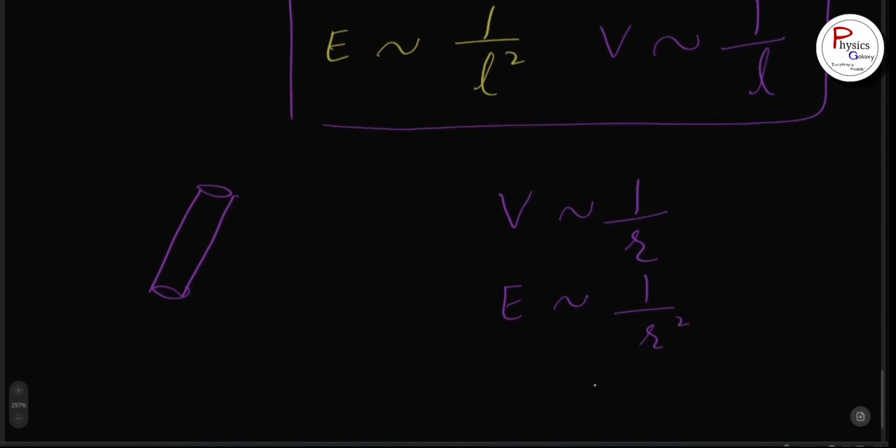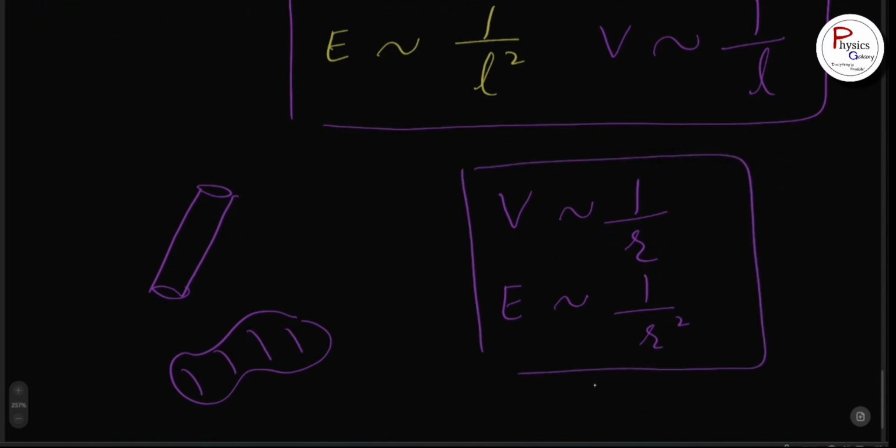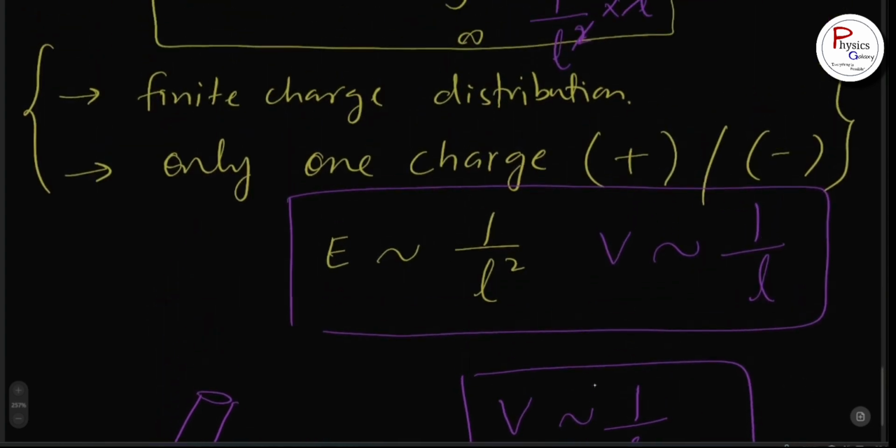It doesn't depend upon the shape. It can be any kind of general shape. So this will always be true that potential to a good approximation will vary as 1 over r, and electric field to a good approximation will vary as 1 over r square when these are the conditions: finite charge distribution and only one type of charge, either positive or negative.